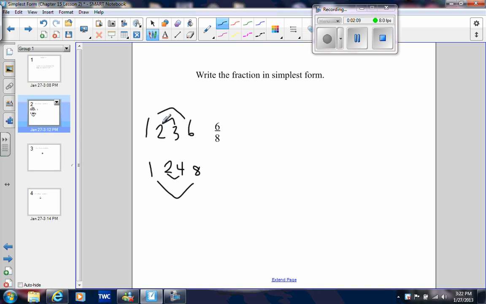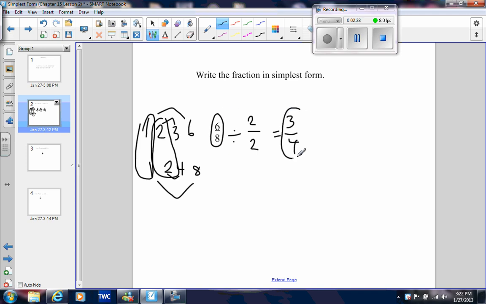So I'm looking for what's called a common factor, one that can divide both of them. So I've got one right here, and I've got another one right here. Again, I'm looking for something I can divide by other than 1. So if I take the numerator and the denominator and divide by this common factor 2, I get the number 3 on top and the number 4 on the bottom. So it's an equivalent fraction. 6/8 is equal to 3/4. They are equivalent fractions.